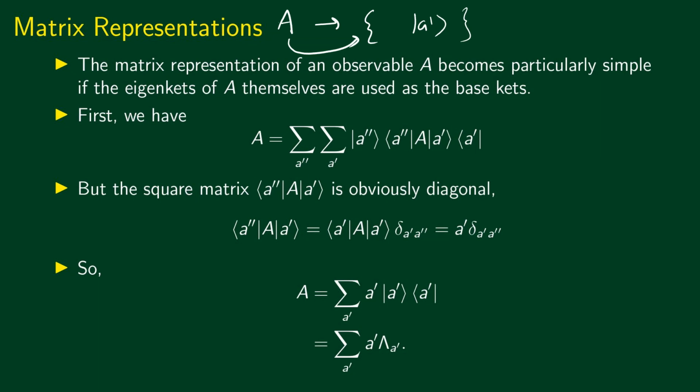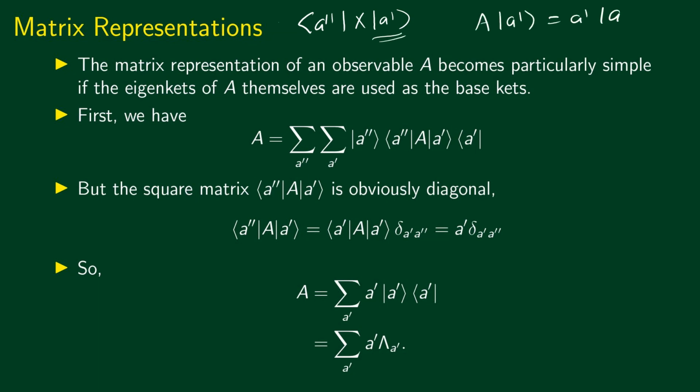We know that once we have a basis, we can represent any operator as a square matrix in this particular basis. What happens if I choose to represent operator A in the basis formed by its own eigenkets? This makes the matrix representation of operator A rather simple. Let's see how. The matrix elements of an operator are of the form bra A double prime, operator, ket A prime. Let's say this ket A prime is an eigenket of operator A with eigenvalue A prime.